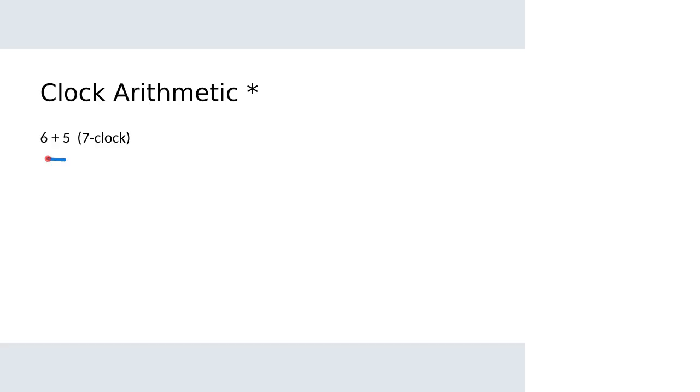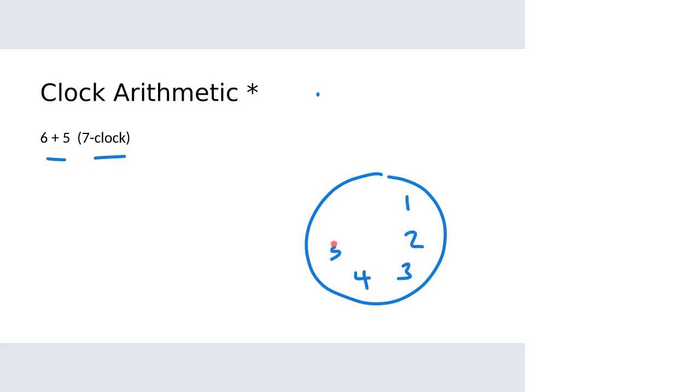So here we're doing 6 plus 5 on a 7 clock. There's a couple of different ways you can go here. You can draw yourself a 7 clock. Doesn't have to be a work of art. And we want to do 6 plus 5. So you could start at 6 and go 1, 2, 3, 4, 5, end up at 4 and say that's my answer. Perfectly fine, nothing wrong with that.